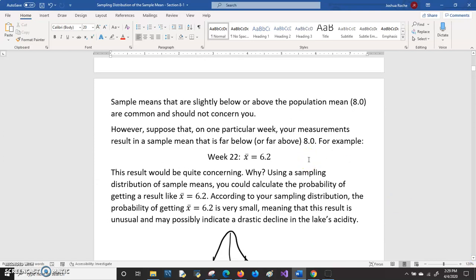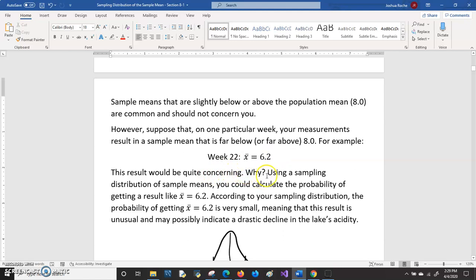So as a biologist, if you get a sample mean that's slightly below or slightly above the population mean, that shouldn't concern you. That's very common. You can get sample means that are just slightly above or below the population mean. But let's say that on one particular week, your measurements result in a sample mean that's far below, or maybe even far above, 8.0. For example, let's say that in week 22, you get your 30 measurements, and the mean pH from that sample is 6.2. If you got a result like that, that would be quite concerning.